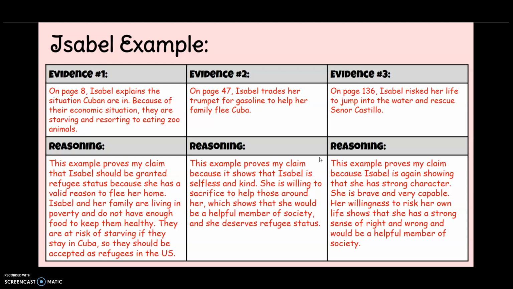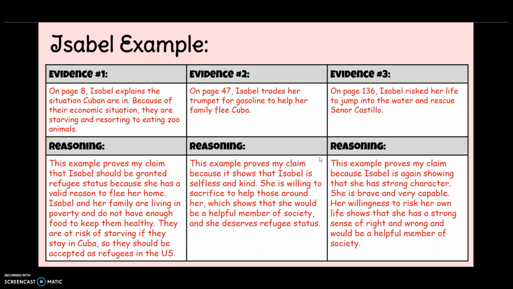Notice that all of my reasonings have multiple sentences to explain that piece of evidence. So the evidence alone could be just 1 sentence, but the reasoning really should be a couple of sentences, making sure to explain how that evidence proves that your character should be allowed to resettle in the U.S.